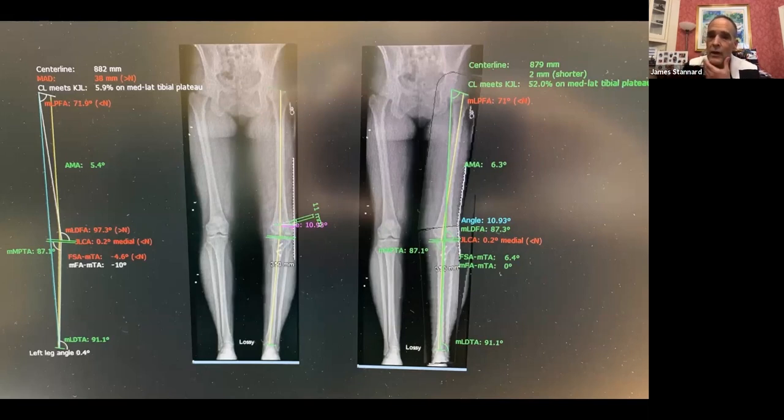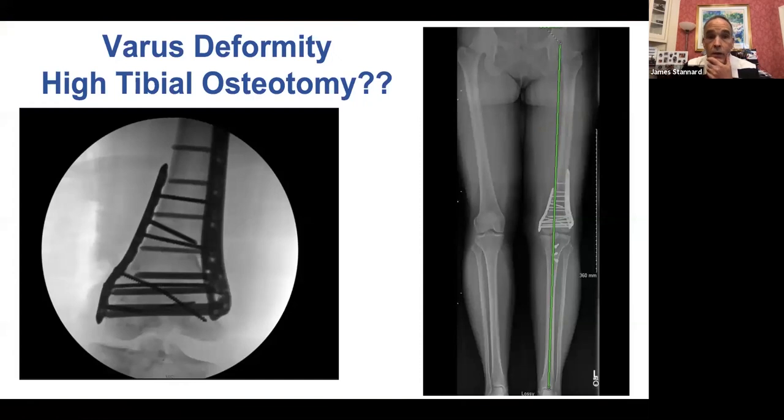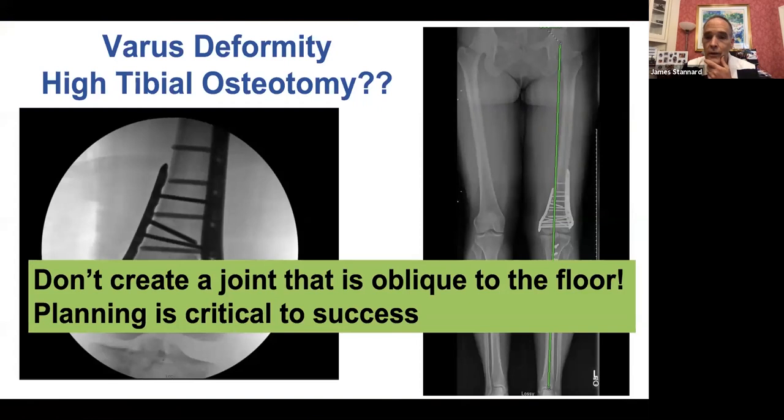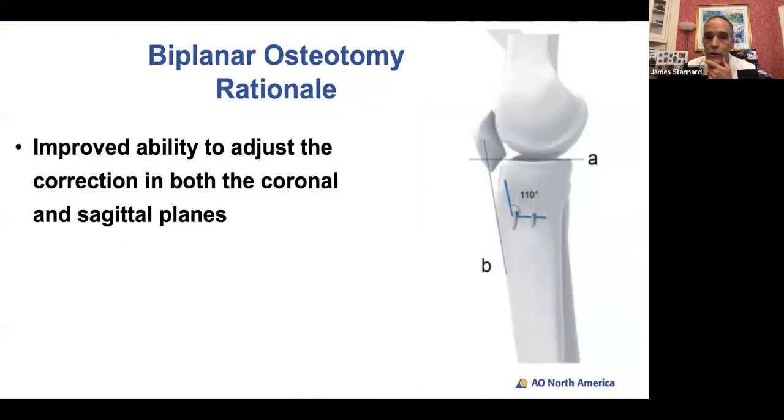So this software lets you plan it out, play with different cut amounts, and get different angles, and it works out really nicely. So this is what it looked like afterwards. I added the second plate because I cracked the hinge. So don't create a joint that's oblique with the floor. Planning's critical.